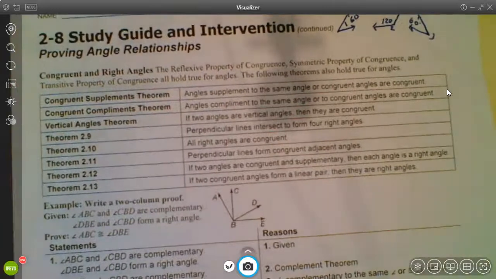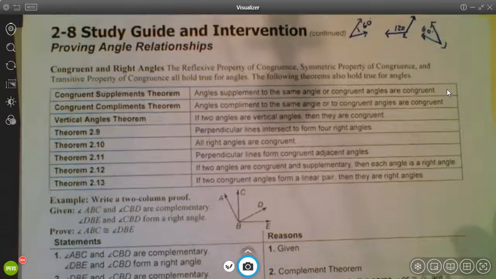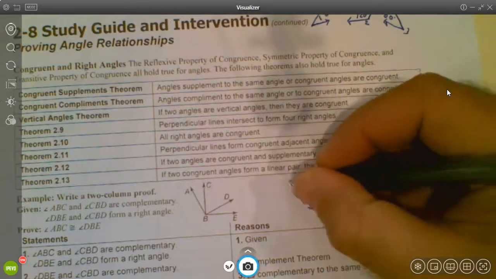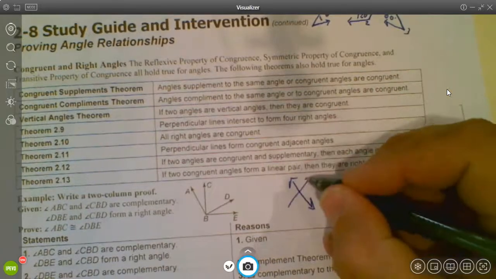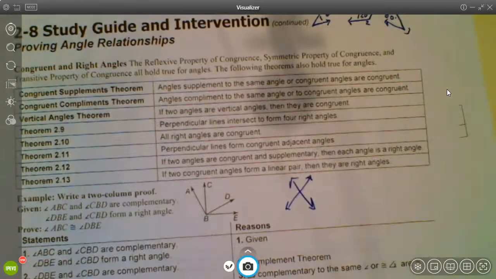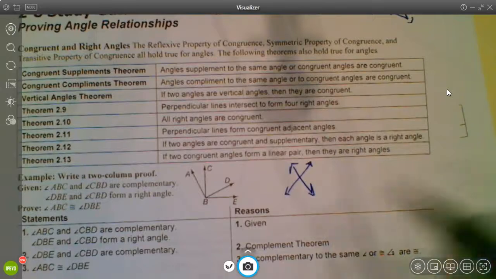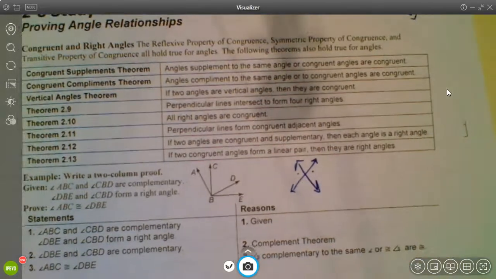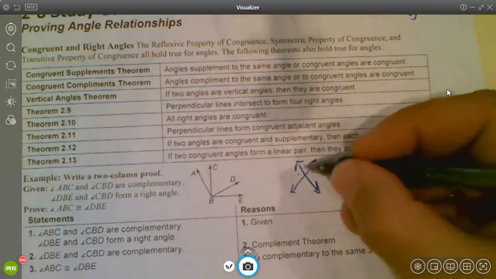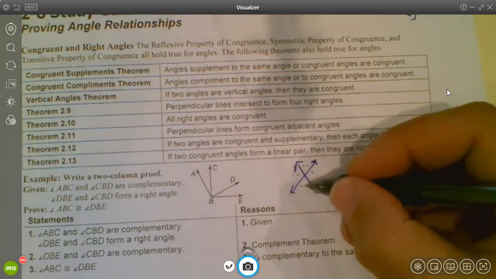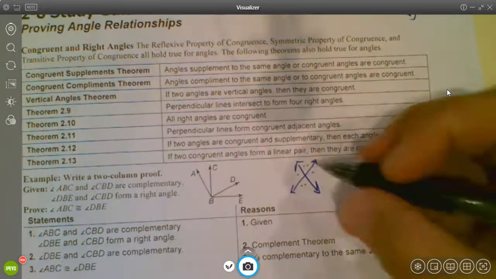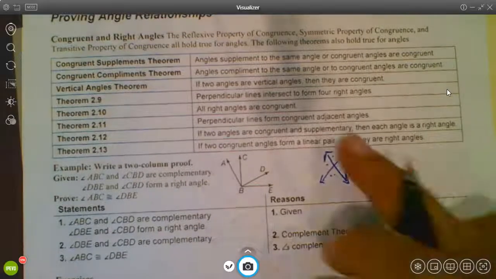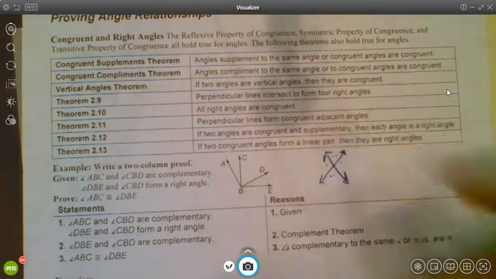Vertical angles we've talked about since chapter 1. Vertical angles are ones where if you have like an X, like something like this, this was on our quiz for this chapter. Vertical angles are across from each other. So like those two would be congruent to each other because they're vertical. These guys would be congruent to each other, right? Top and bottom, because they are vertical angles. So if two angles are vertical angles, then they are congruent to each other.